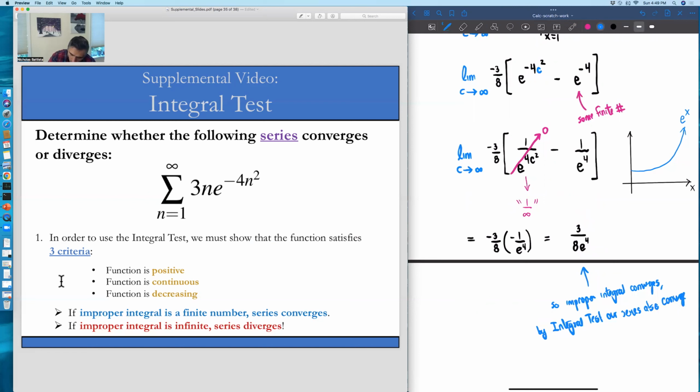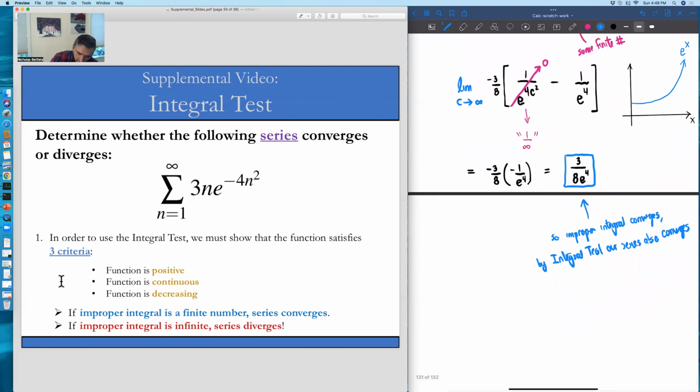Now, the one thing I just want to make a note of is that even though the improper integral converged to 3 over 8e to the 4, that does not mean our series equals that value. So I'll just make a little note of this. All we know is the series, the sum of 3n e to the minus 4n squared, converges. It's very likely that this does not equal 3 over 8e to the 4th. All we know at this point is that the series is convergent, but we don't know what that series adds up to.